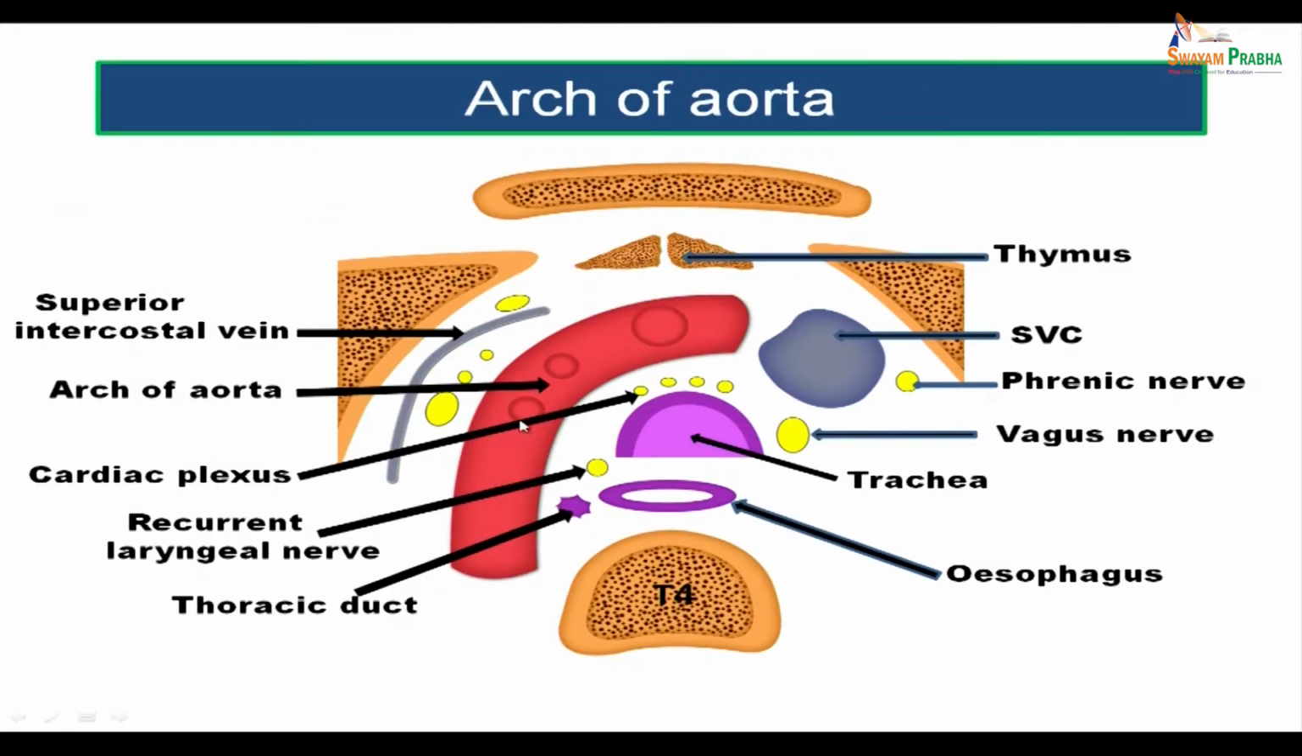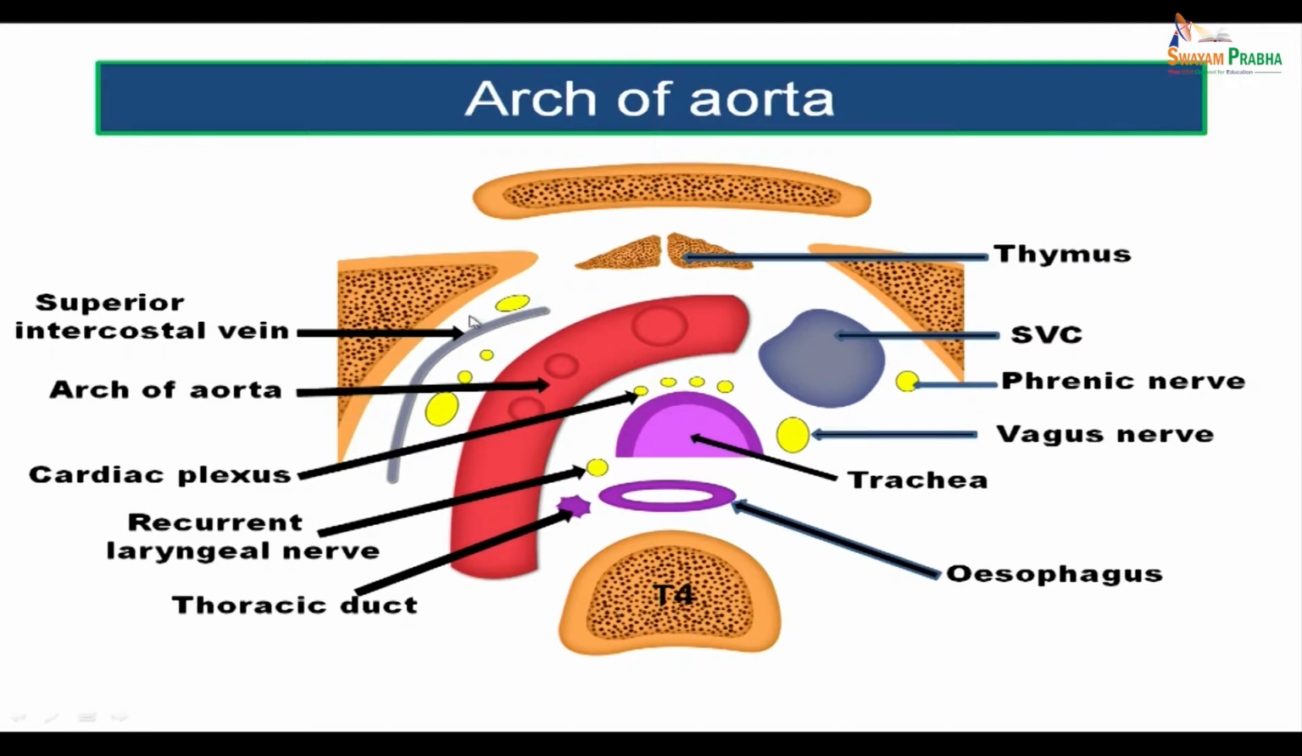Next, coming on to the arch of aorta, which starts and ends at the level of the fourth thoracic vertebra. It starts from the right side of the mediastinum near the right second costal cartilage and ends posteriorly and to the left at the level of the fourth thoracic vertebra itself. Now, this arch of aorta is related anteriorly to the thymus.